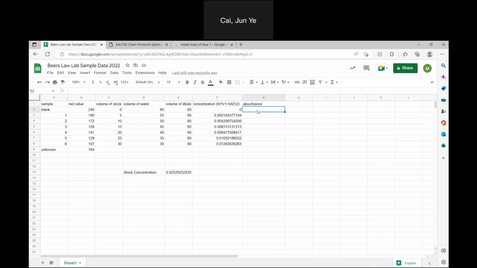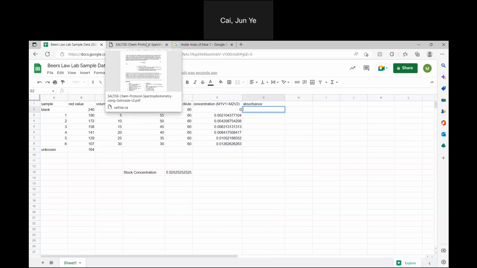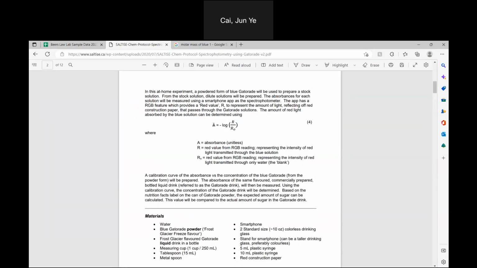So now how do we get the absorption? We simply use back our lab here. To calculate the absorption, we do the negative log of our red value divided by the red value of the blank. So our absorption is equal to negative log of the red value for each Gatorade sample over the blank.